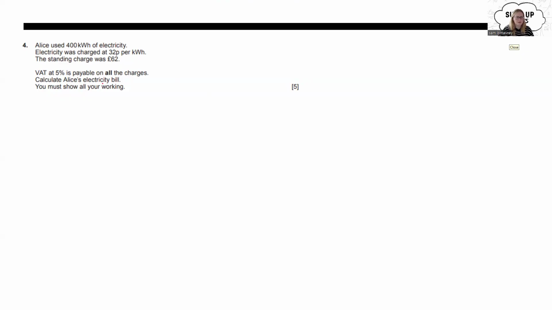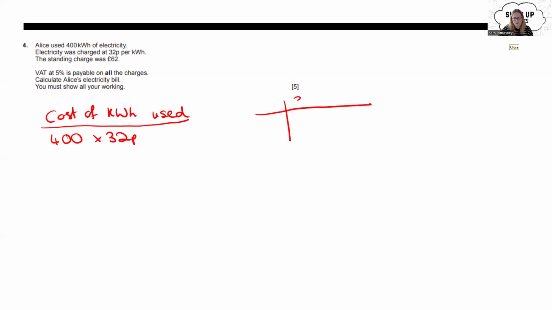So the first thing that we need to do is work out the cost of the kilowatts used. So we've got 400, which is used, and we're timesing by that 32 pence. And remember, we can split up the 30 and the 2 using our box method. There's plenty of people that will watch these videos and ask why are they using the box method, as there are other methods. This is just a really nice, easy one to see and visualize. That's why I use it.